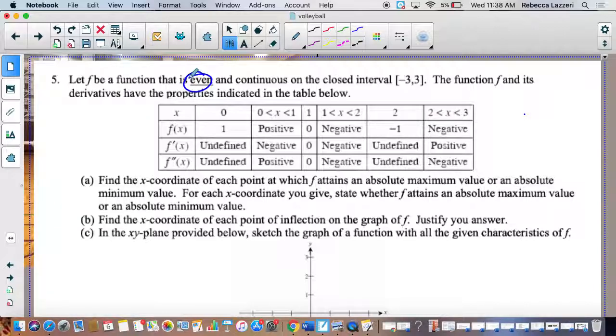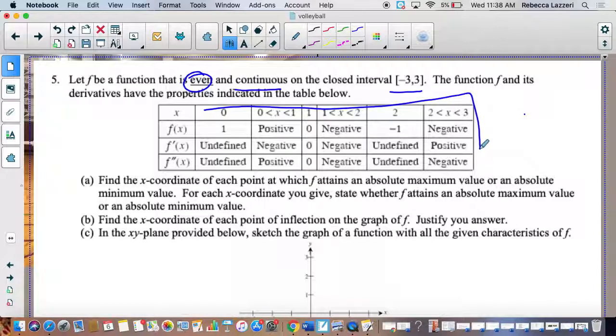But look, girls, this is continuous. It didn't say it's differentiable. It's continuous from -3 to 3. But your table values only go from 0 to 3. But it's even. Okay? Oh my gosh. But you still gotta stop and think about what's happening if it's even.